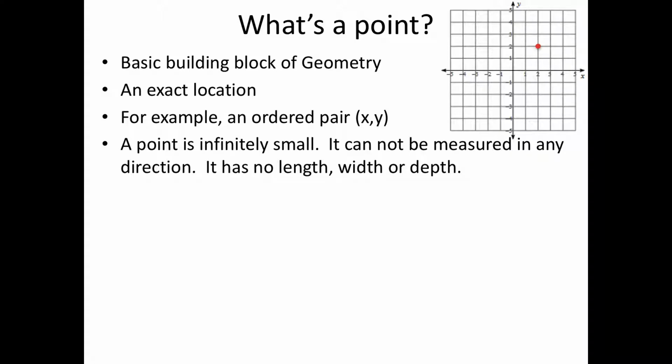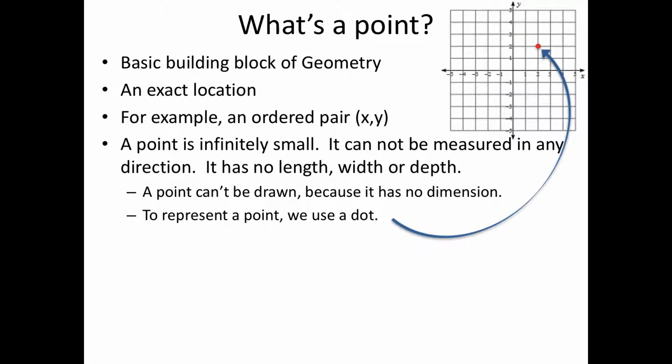It's infinitely small. Okay. So because it's infinitely small, you can't draw it. If you could draw it and see it, by definition it's there, and if it's there, it isn't a point, because a point is infinitely tiny.